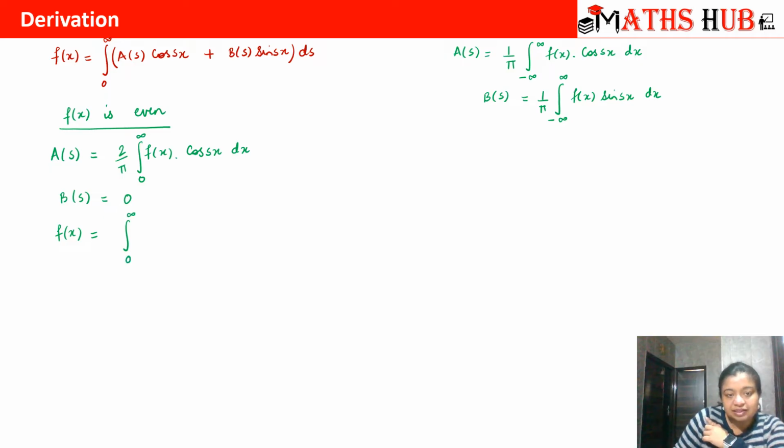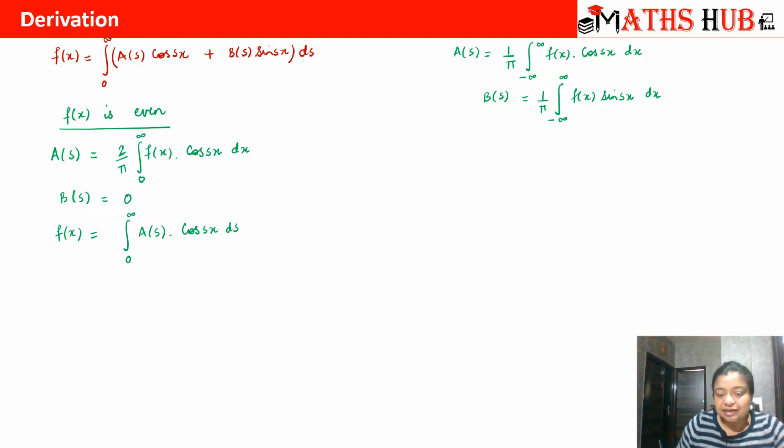So you can see that this coefficient will become 0, and we will get here A of s into cos sx ds, right? So this is called the Fourier cosine transform for the function f(x), and this becomes the formula for inverse Fourier cosine transform of the function, right?